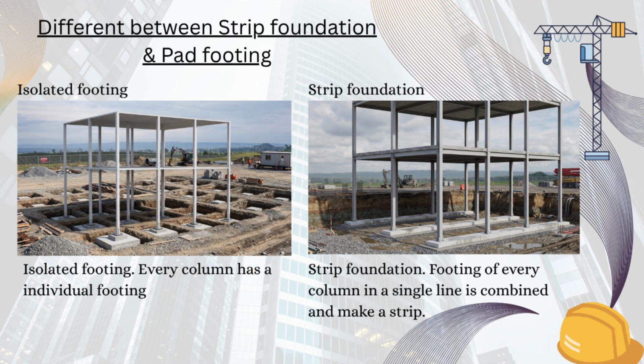Now let's understand the concept. A strip foundation works in a very similar way to a pad footing. The main difference is that instead of supporting one column at a time, it forms one continuous reinforced concrete footing along a line. This continuous strip spreads the structural load evenly over a larger area of soil, reducing the pressure on the ground and improving the stability of the structure.